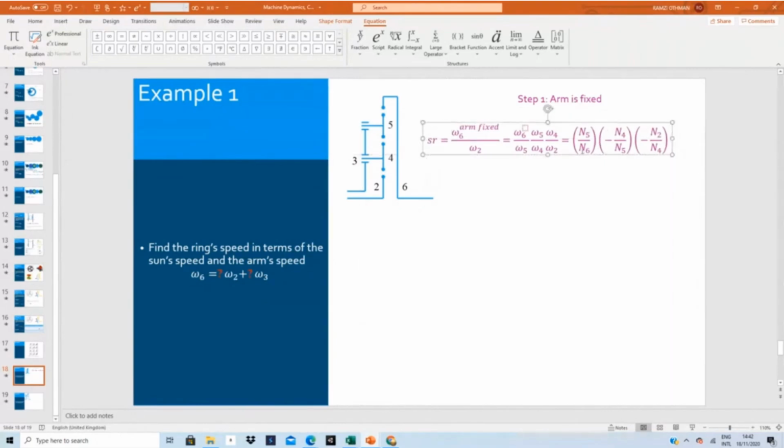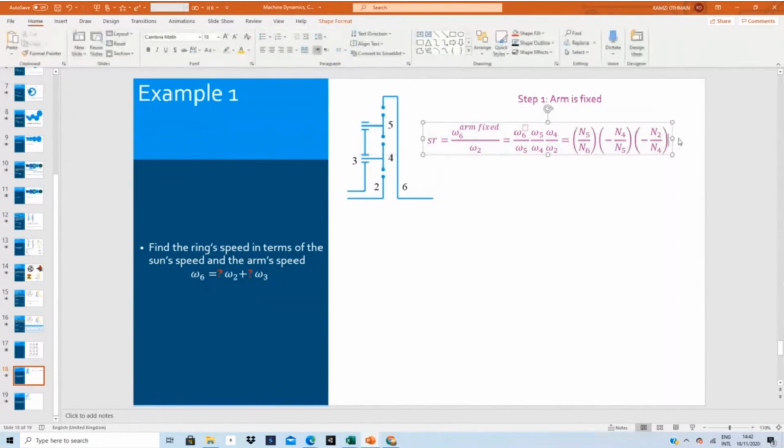Okay, I can simplify here. Why? Because I have N5 and N5, N4 and N4, so both will cancel. And also I have two minuses here, so it will be plus. So at the end, I will have only N2 in the numerator and only N6 in the denominator.